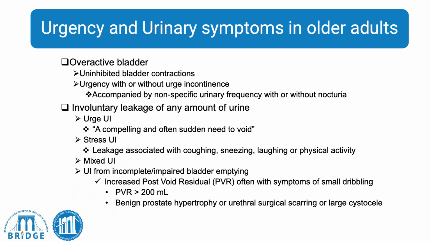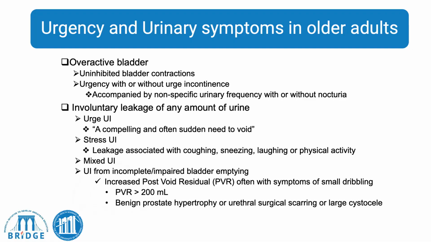Okay? Then there's the mixed picture: urge incontinence in combination with stress urinary incontinence. And finally, there's urinary incontinence related to incomplete or impaired emptying of the bladder, which is sometimes termed overflow urinary incontinence, and it's related to an increased post-void residual. It's characterized by an increased post-void residual, often with symptoms of dribbling small amounts of urine. In overflow incontinence, typically the post-void residual volume exceeds 200 milliliters of urine.